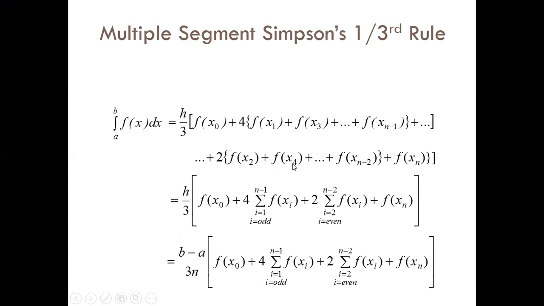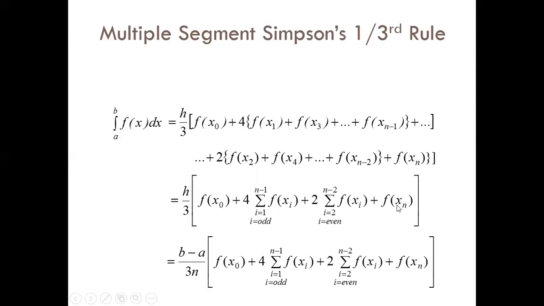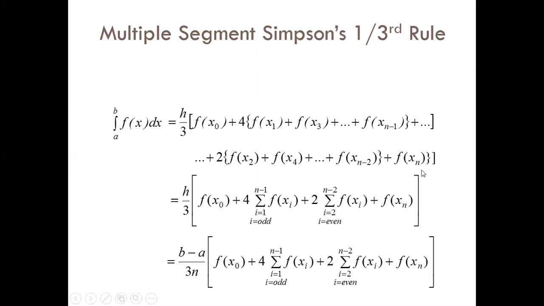Then f of x2 plus f of x4 plus ... f of xn minus 2 plus f of xn. This f of xn appears a single time, that's why we write it once. Then the general formula is h by 3 into f of x0 plus 4 into summation of i equals 1 to n minus 1 of f of xi.